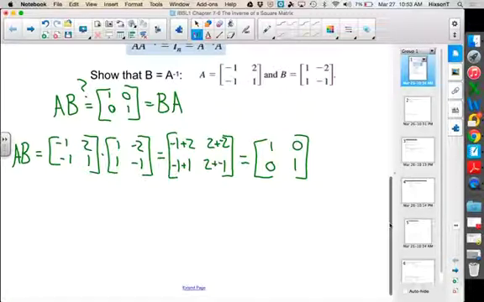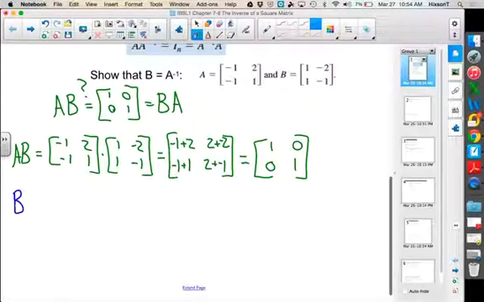We're trying to show that B is the inverse. So if that's the case, then when I multiply B by A, I should get the identity. Because if it's the inverse, then A times its inverse will be the identity.